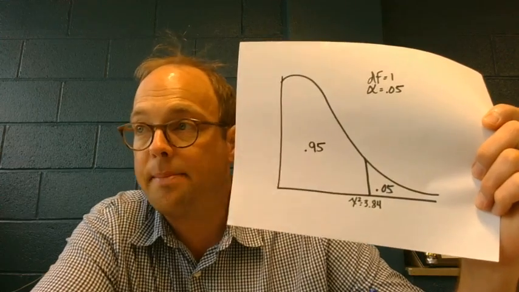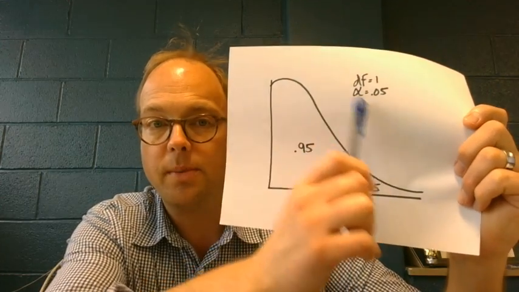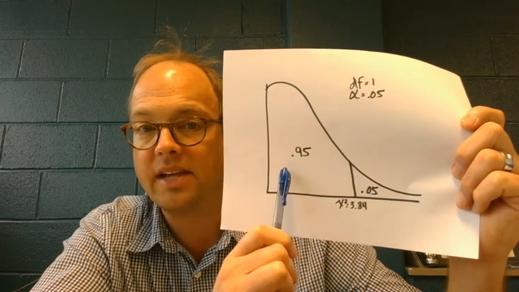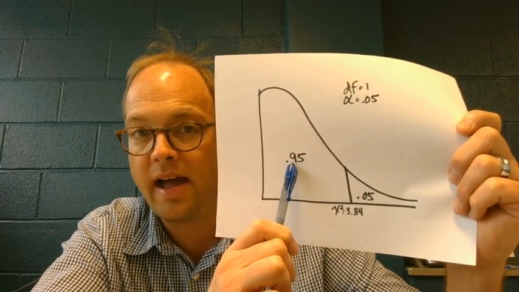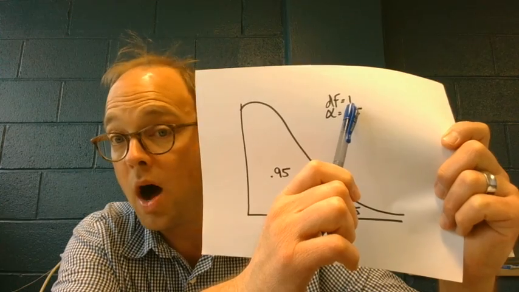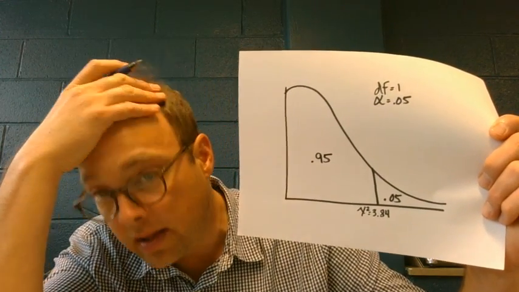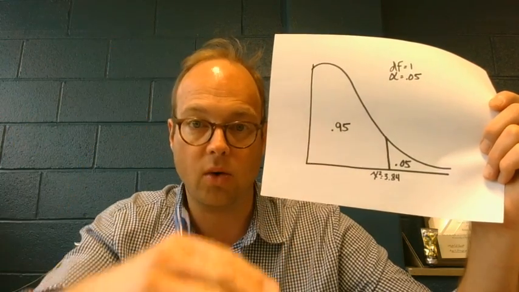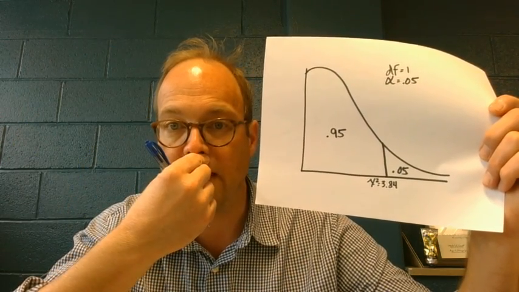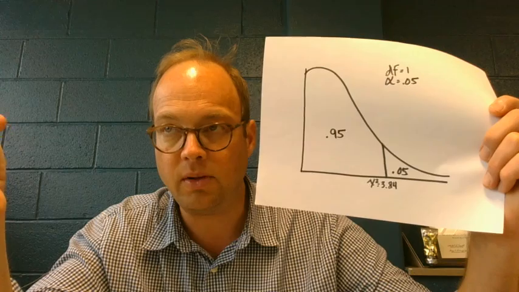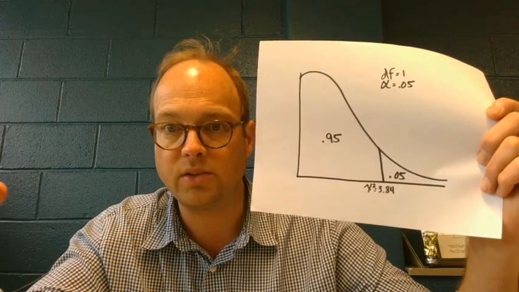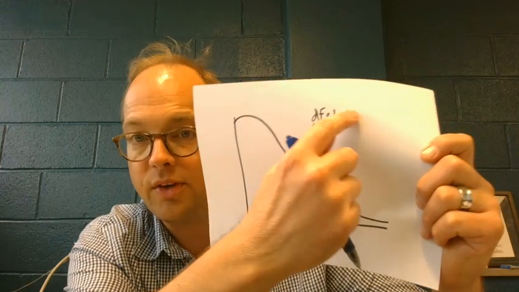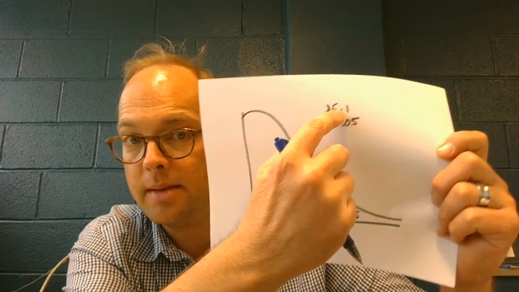You were asked to test the hypothesis at the 0.05 level, so we drew the picture. This size is 0.05. This size is 0.9. This piece is 0.95. Degrees of freedom are 1 because we're doing a 2x2 contingency table, right? Sex, male, female, poverty, at or below versus above the poverty line. Okay? So a 2x2 contingency table, 2 rows, 2 columns, 2 minus 1 times 2 minus 1, or 1 times 1 is 1. So degrees of freedom is 1 for a 2x2 contingency table.